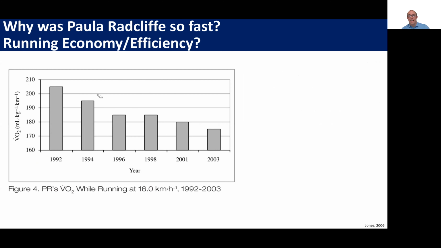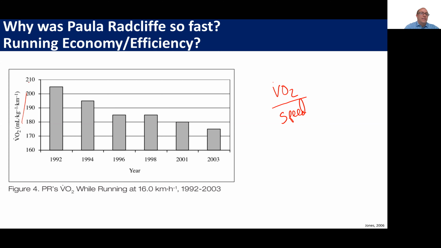One thing that helped her out is her running economy. Running economy you can measure as the VO2 required to run a given speed. So listed over here, you have it in milliliters per kilogram. There should be a per minute on there, per kilometer per hour. So just the VO2 per kilometer, the VO2 required to go a kilometer at a given speed.